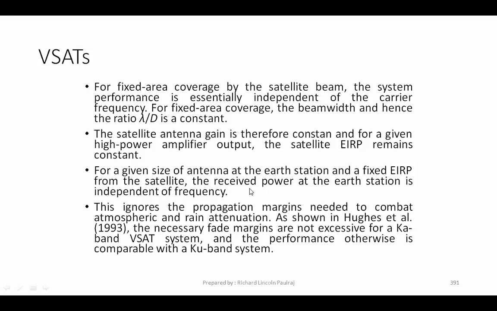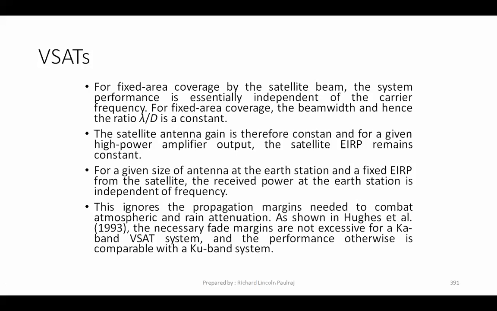For a given size of antenna of Earth station and a fixed EIRP from the satellite, the received power at the Earth station is independent of frequency. So what's happening here? For a given antenna size at the Earth station and a fixed EIRP from a satellite, the received power at the Earth station is independent of frequency. So it is not dependent on what kind of size, and what kind of EIRP.